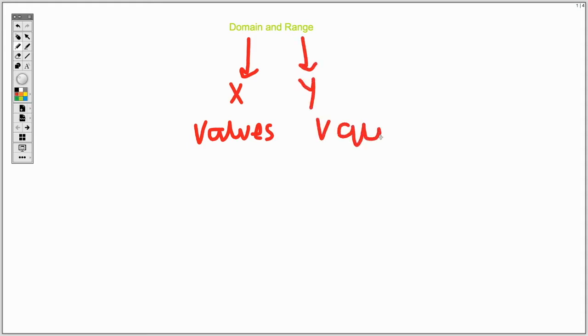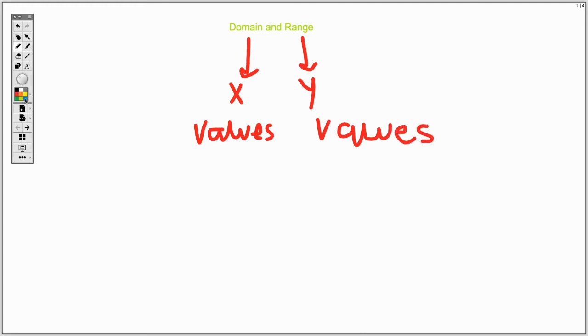So in simple, non-fancy words, domain and range are just X and Y values. There you go. That's literally it. Domain is X values and range is Y values.